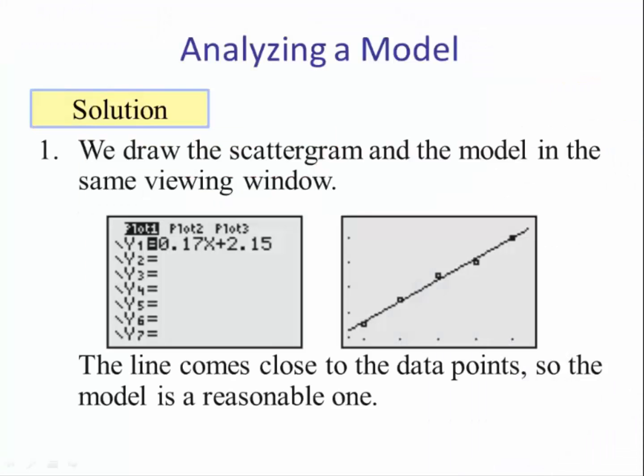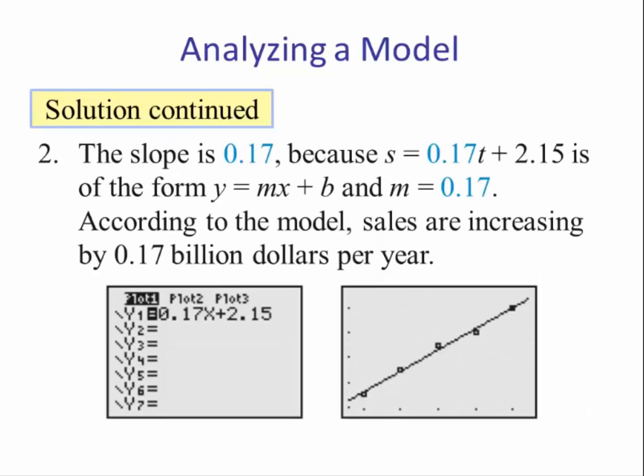So using the graphing calculator, we can see that the line comes close to the data points, so the model is a reasonable one. Number 2, the slope is 0.17 because S equals 0.17t plus 2.15 is in the form of y equals mx plus b, and m is 0.17. According to the model, sales are increasing by $0.17 billion per year.